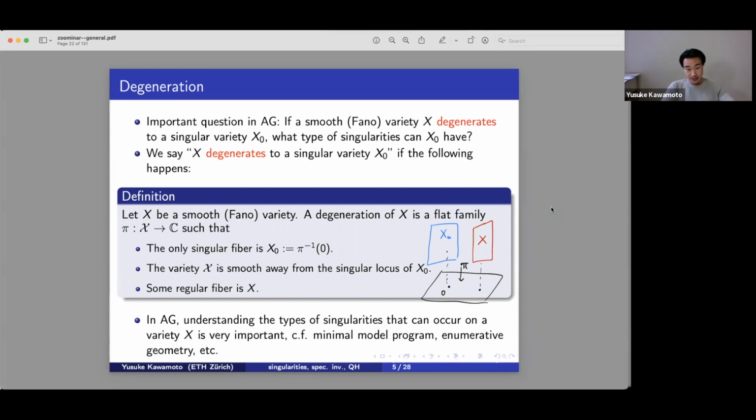Understanding the type of singularities that can occur on a smooth variety is extremely important in algebraic geometry. In the minimal model program, they care about this a lot. And in the study of moduli spaces and enumerative geometry, this is also a very important thing.